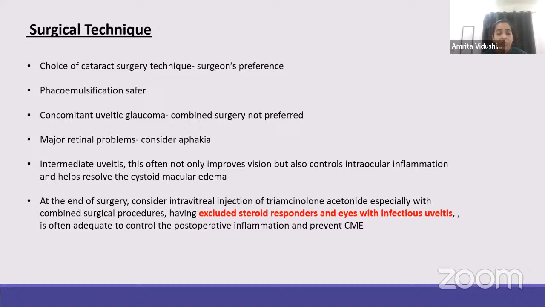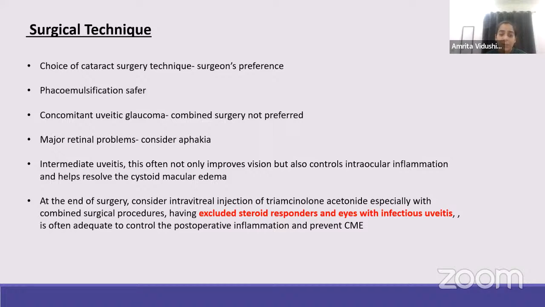The surgical technique remains as per the surgeon's preference, but yet it is said that phacoemulsification is safer, because of anterior chamber maintenance and fewer inflammatory mediators. Whenever we are dealing with a case of uveitic glaucoma, we should not try to combine the surgery, because there's a very high chance of bleb failure by the inflammatory mediators. Also, if we're dealing with some major retinal problems, then in the first sitting, we can leave the patient aphakic to deal with the retinal problems and come back for a secondary IOL implantation in case of need.